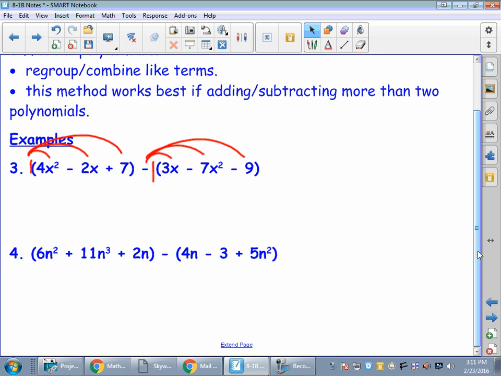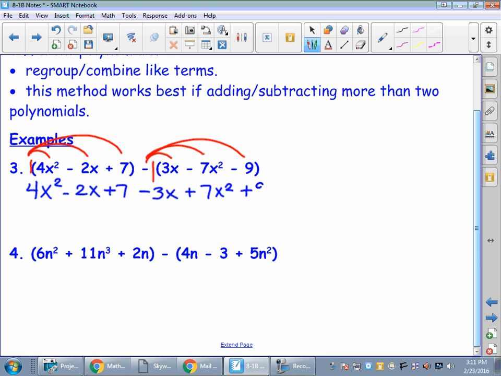So if you look at number 3 here, when I distribute a positive 1 through, I'll get one great big polynomial, 4x squared minus 2x plus 7. And when I distribute the negative 1 through, I'll get a negative 3x, a positive 7x squared, and a positive 9. So what that does is it takes away the barriers of a trinomial, take away another trinomial, and it opens it up to one great big polynomial.